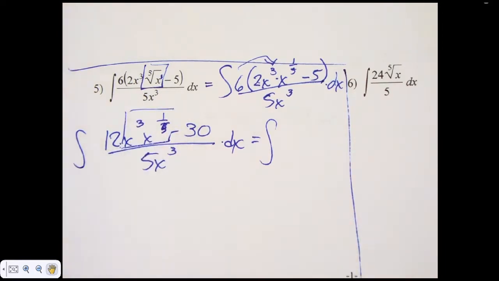So what do you do when you multiply the same base? What do you do with powers? Add them. Like x squared times x to the third would be x to the fifth, right? So you gotta add those up. You gotta get a common denominator to do it. So I'll give you a second to do that.